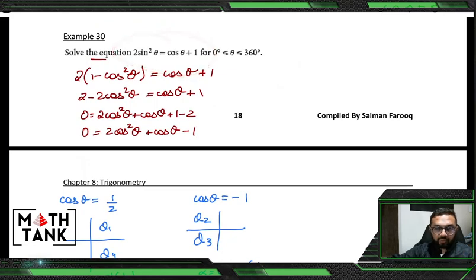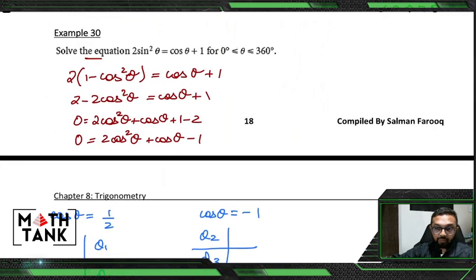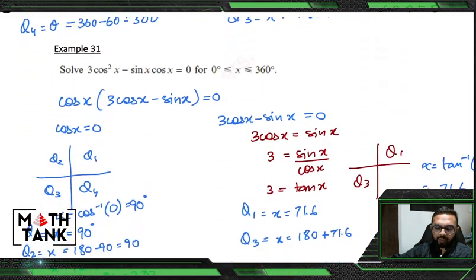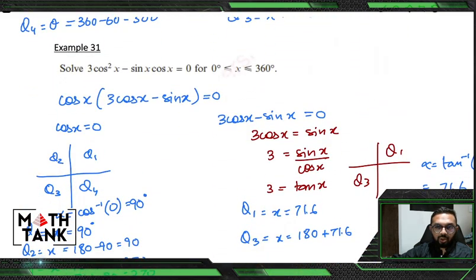So this question, for example, has 2 sine square theta equals cos theta plus 1. So you need to apply an identity for sine square theta in order for this equation to have one consistent trigonometric ratio. Remember that you cannot solve with multiple trigonometric ratios in the same equation, although there is the possibility that you might have two different trigonometric ratios, but then a certain process of factorization will happen before you can solve it. For example, in this question, take a common factor.